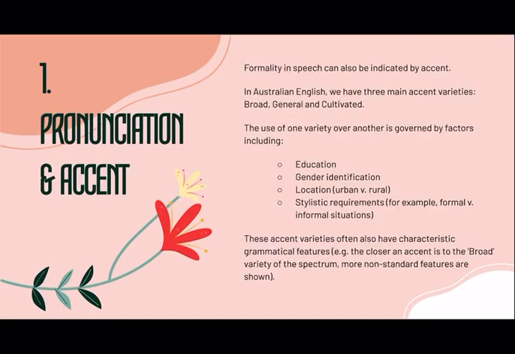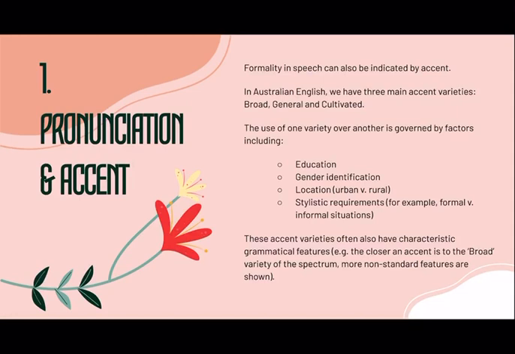Formality in speech can also be indicated by accent. And in Australian English, we have 3 main accent varieties. We have broad, general, and cultivated. So broad is what we would typically consider to be a kind of bogan Australian accent. General is the typical Australian accent that the majority of us would use. And then cultivated is the sort of fancy Australian accent that you might hear older people use, or you might hear maybe on TV when they're trying to demonstrate a kind of fancy accent. Think about if you've seen Kath and Kim, Prue and Trude, they have a very exaggerated cultivated accent.